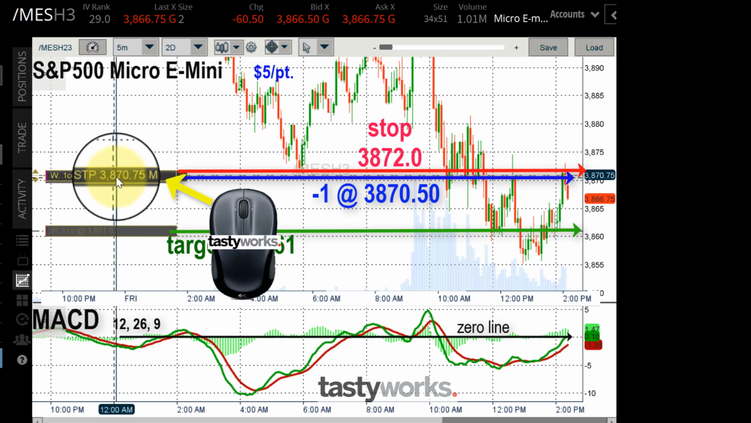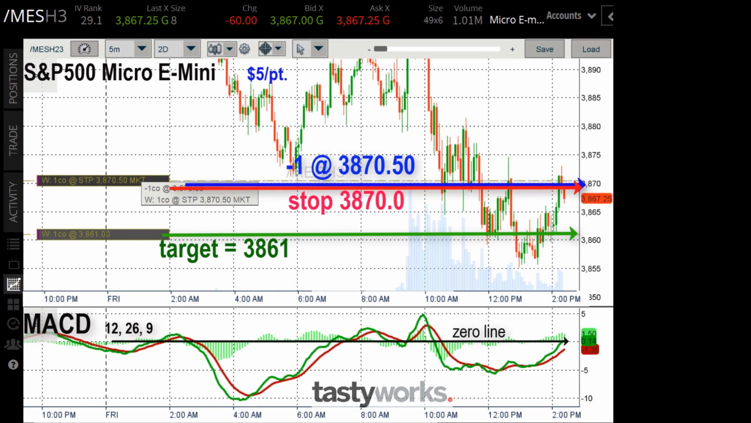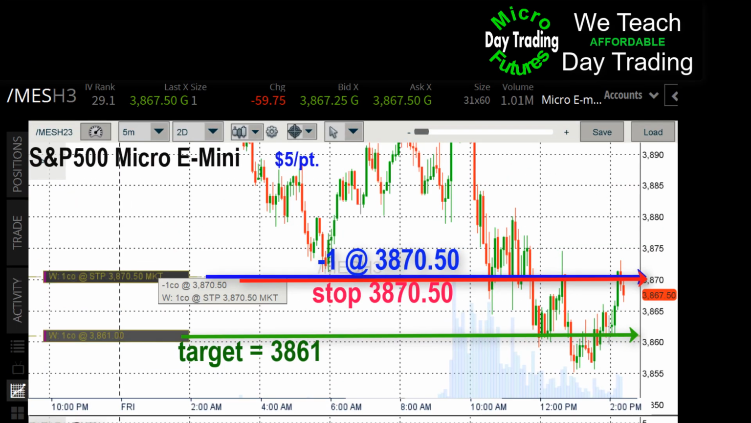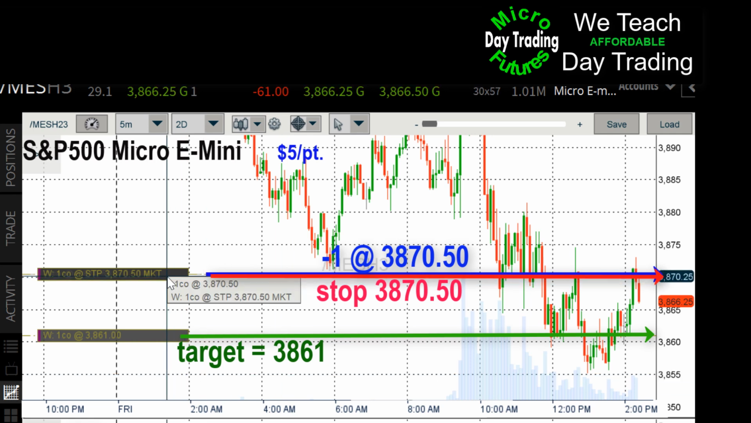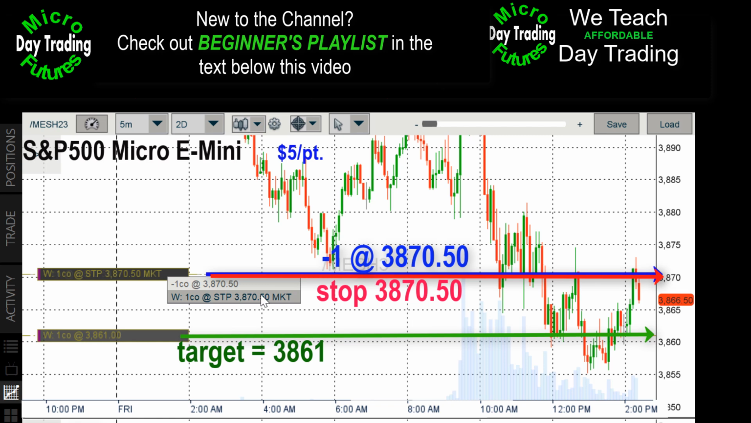It goes in my favor right away. I had less than a $7 drawdown, so I was able to go up there with my Tastyworks mouse and move the stop down to the same price where I shorted at, which I consider a free trade because I cannot lose any money out of my account. And I like that. I stay on the defensive completely.